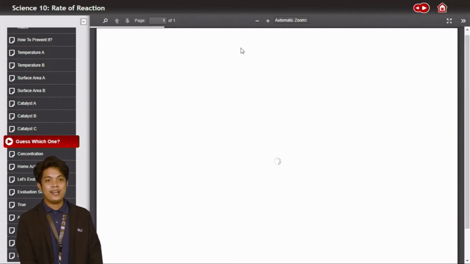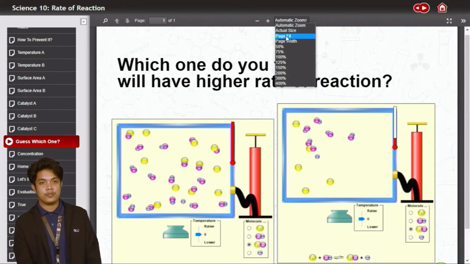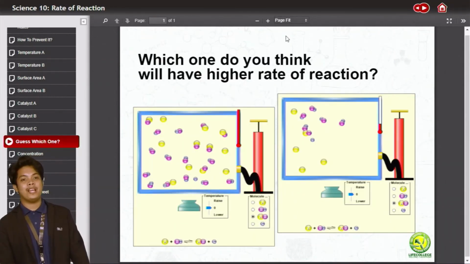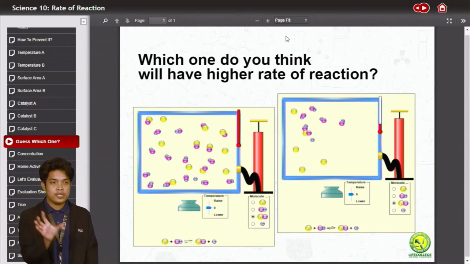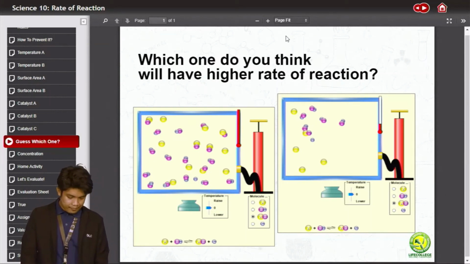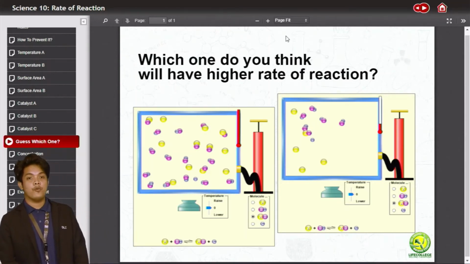Right now I have another question for you guys. Which one do you think will have a higher rate of reaction? In those two situations in our simulator, which one, the right side or the left side? Jessica said the left one.